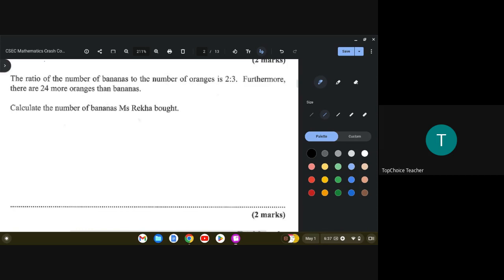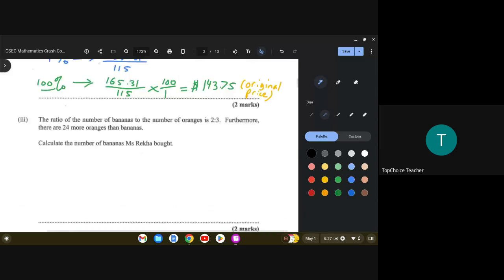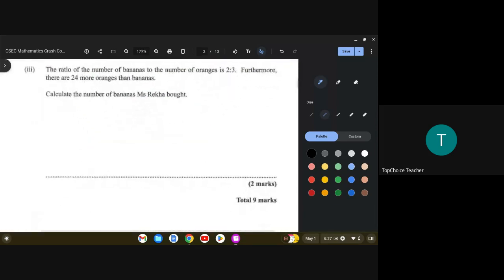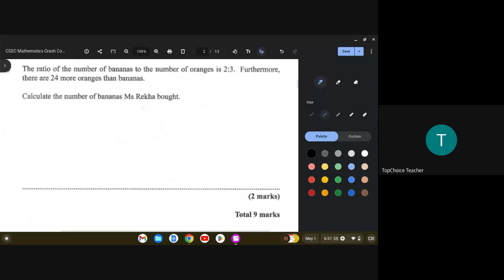But they give you an additional thing here. Furthermore, there are 24 more oranges than bananas. Calculate the number of bananas that she bought. Now, this question has nothing to do with any previous part of the question. This is self-contained. You do not need any prior knowledge from what we did before to answer this question. Everything you need is right in the question.